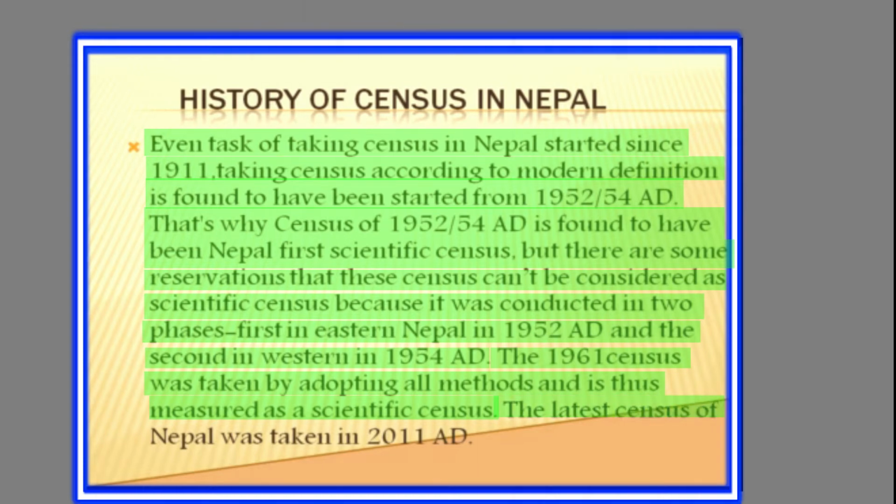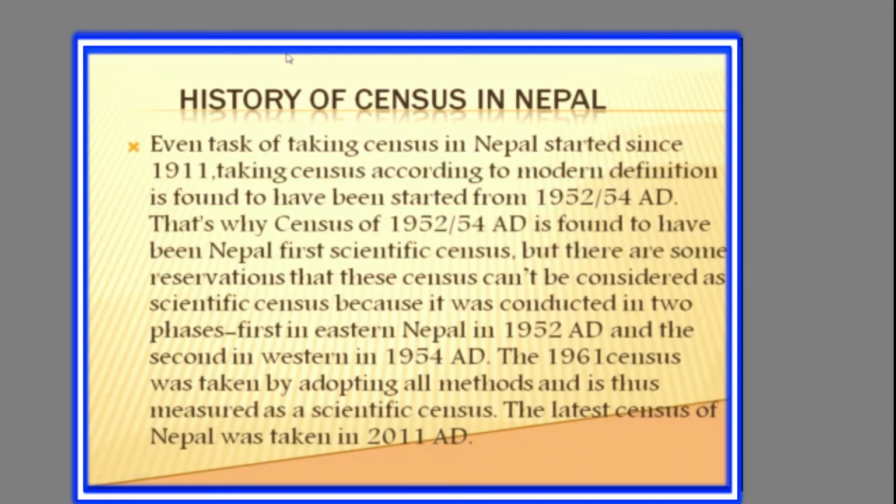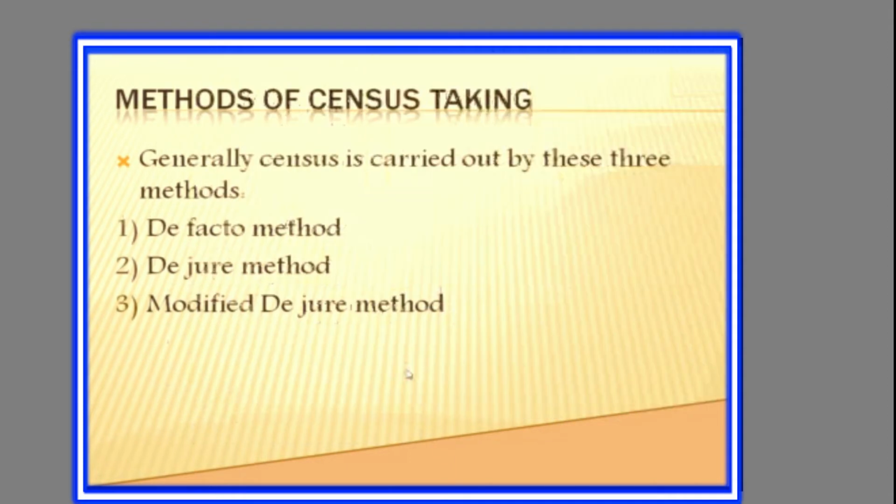The latest census of our Nepal was taken in 2011 AD. Now, methods of census taking. We know there are different methods of doing things. Similarly, there are also three methods of taking a census. They are the de facto method, the de jure method, and the modified de jure method.